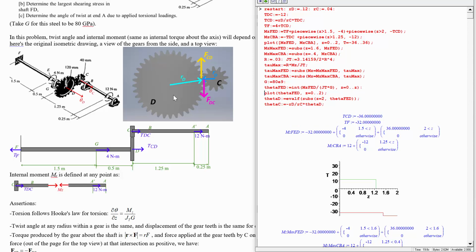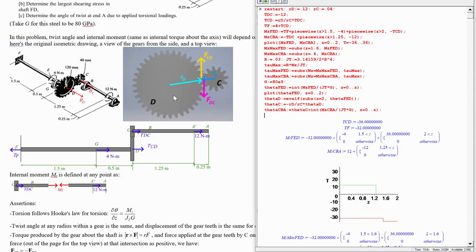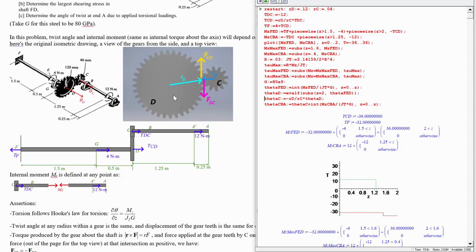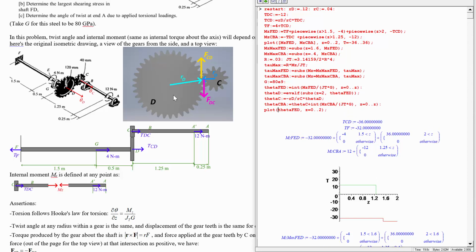So we can say, similar to how we set up theta FED, theta CBA is going to be the integral of mz CBA along the length Z, except that we're going to start not at 0, but at theta C. And now we could plot that one as well. Plot not just theta FED, but theta, oops, forgetting how to type here, theta FED plus theta CBA.